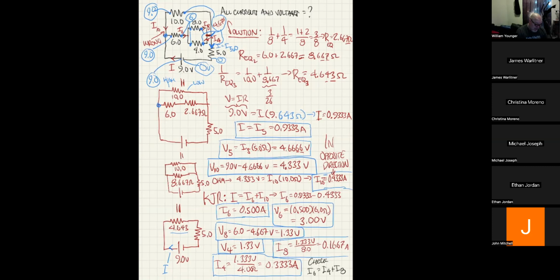I can see that I4 is 2/3, and actually I8, I think that's 5/6. No, maybe not 5/6. Oh well. Anyways, if I add 0.1667 plus 0.333, I do get a roughly 0.5. So now I've even checked it.